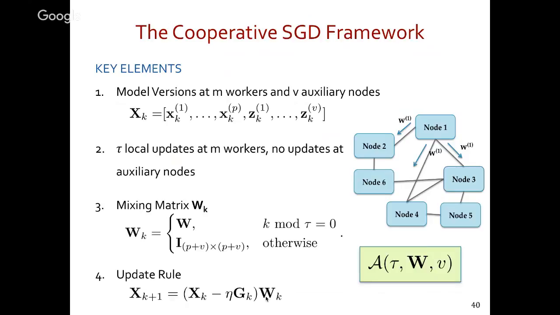So now with this framework, we can denote any algorithm by 3 parameters. The first parameter is the number of local updates. The second parameter is the mixing matrix W, which determines how the locally trained models are averaged. And V is these auxiliary nodes. So the auxiliary nodes do not perform any local updates, but they serve like intermediate nodes to average between different sets of local models.